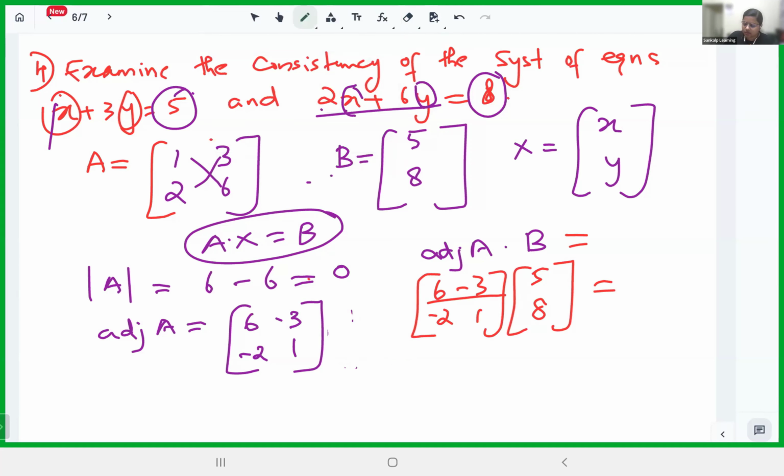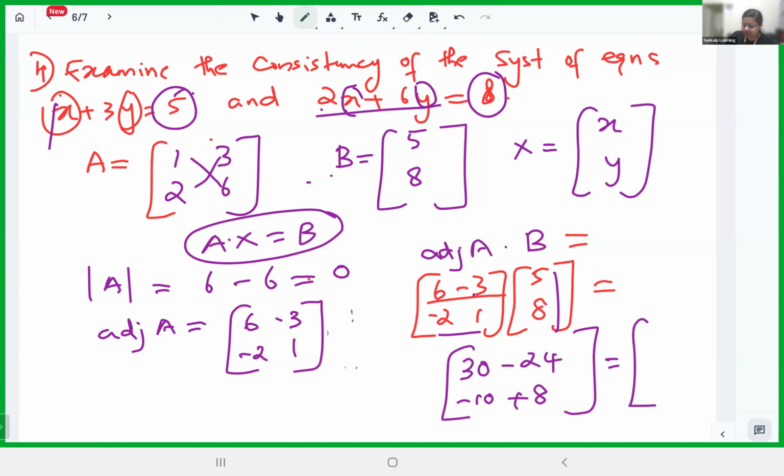So 6 into 5 is 30, and minus 3 into 8 is minus 24. So this is our first element. And now you multiply the second row with the column. So minus 2 into 5 is minus 10, plus 1 into 8 is plus 8. So 30 minus 24 is 6, and minus 10 plus 8 is minus 2. So this is the matrix 6, minus 2.